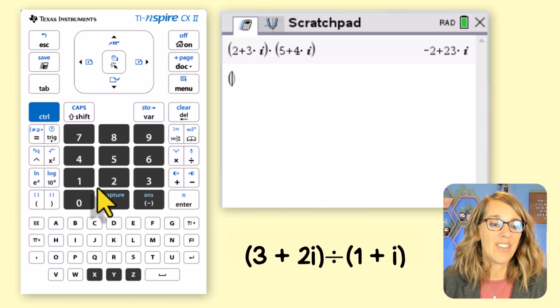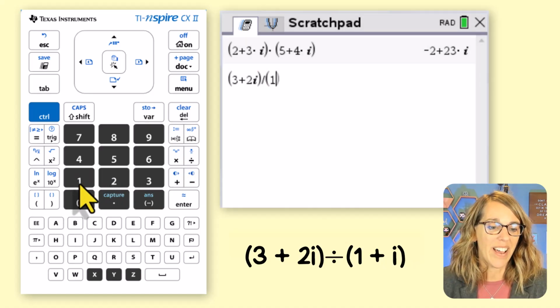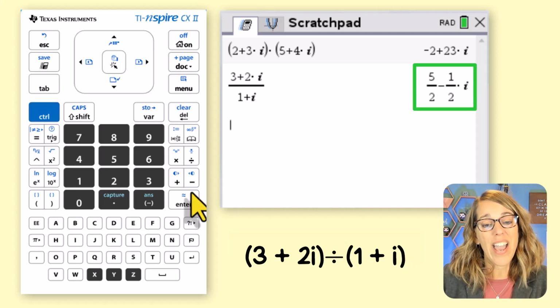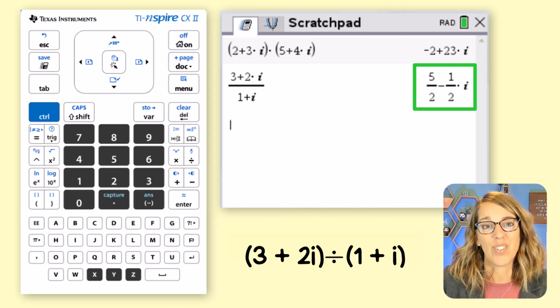So I'm going to put in the numerator, so 3 plus 2i, divided by that 1 plus i. Enter, and we get an equivalent solution. 5 halves minus 1 half i is the same as 5 minus i. Everybody's divided by a 2.